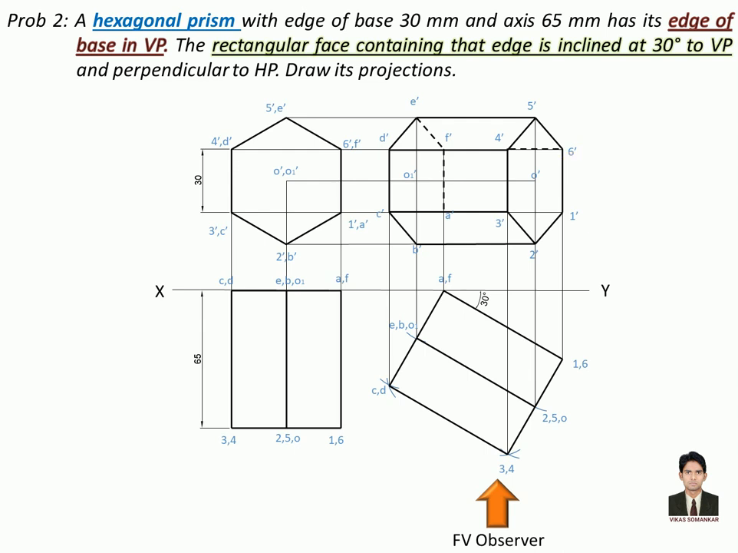After that, let's consider point A. Point A is also at the same distance from the observer. So all the edges through point A should not be visible in this view. From A, we have A to F, A to B and A to 1. So A' to B', A' to 1' and A' to F'. From that, A' to F' is already drawn. So we will draw A' to B' and A' to 1'.